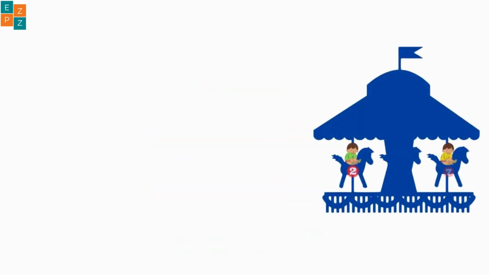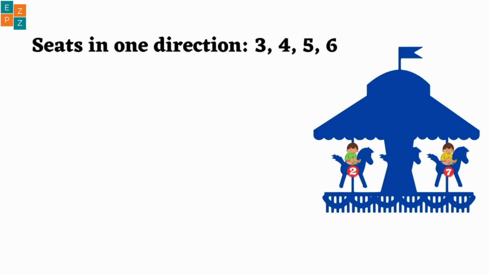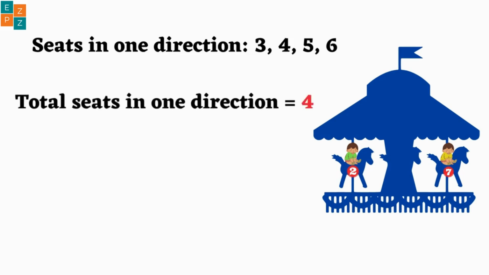Since Adam and Mark are sitting exactly opposite each other, the seat numbers between them in one direction are 3, 4, 5, and 6. Therefore, the total number of seats between them on one side is equal to 4.